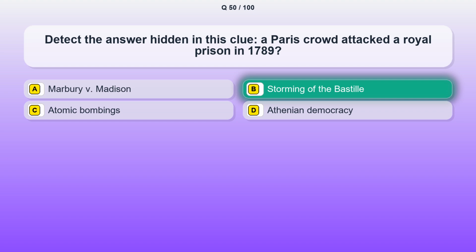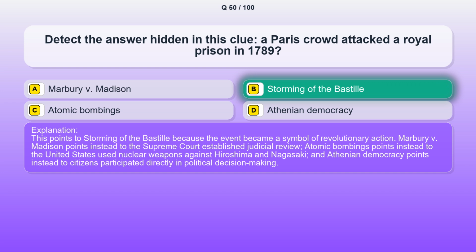The correct answer is option B, storming of the Bastille. This points to storming of the Bastille because the event became a symbol of revolutionary action. Marbury v. Madison points instead to the Supreme Court established judicial review. Atomic bombings points instead to the United States used nuclear weapons against Hiroshima and Nagasaki, and Athenian democracy points instead to citizens participated directly in political decision-making.